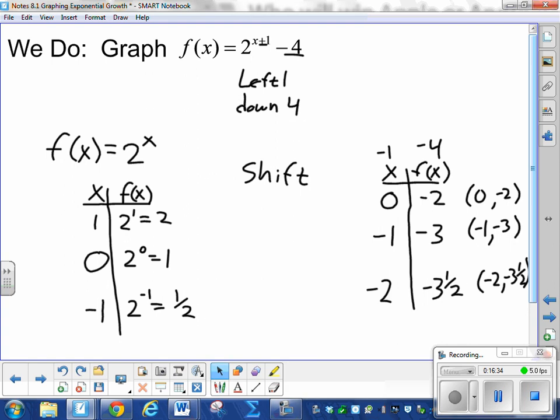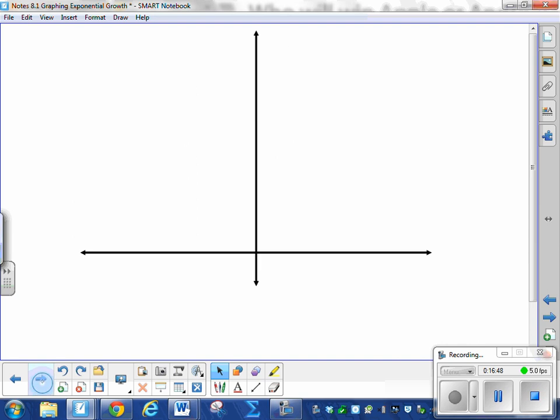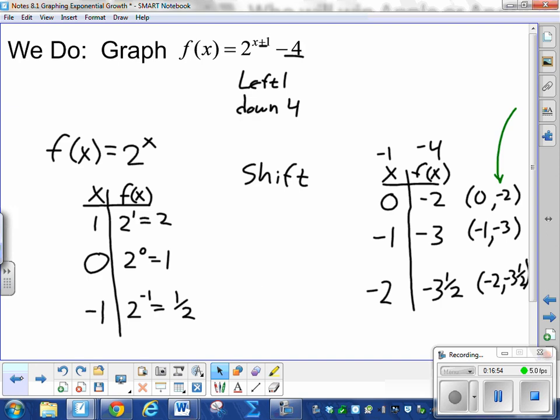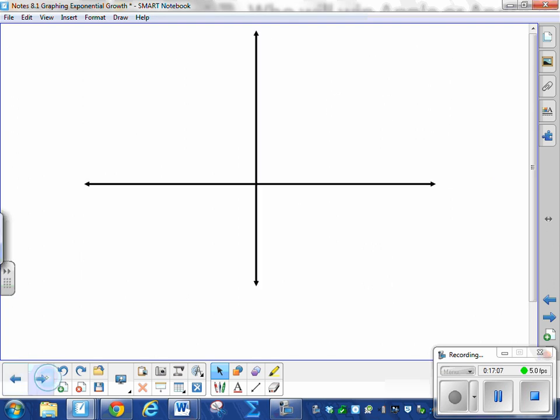All right, so let's graph this thing. Now looking at this, I'll know which part to make bigger by looking at my y values. All my y values are negative. But this isn't flipped upside down. The reason is because it was shifted down 4. So the graph will look normal. It's going to go kind of like a ramp going up. But the entire graph is going to be shifted down 4. So this thing's moving down. That's why we have our negative y values there.